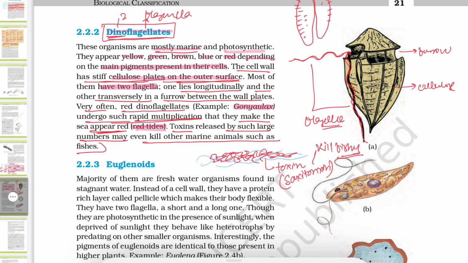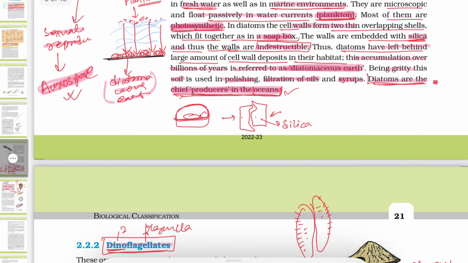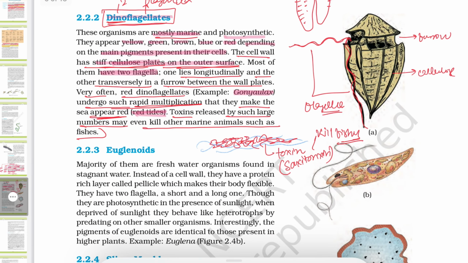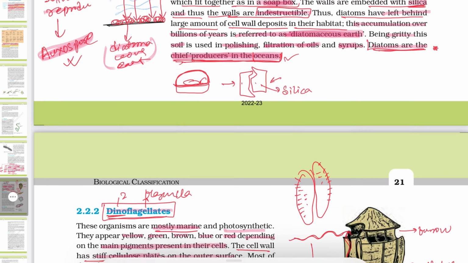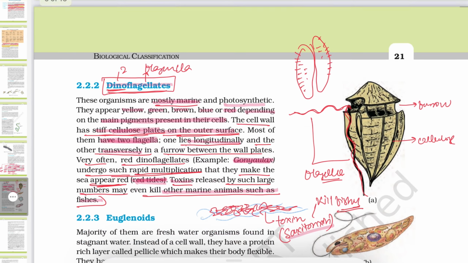So within the dinoflagellates, the important points are that they are mostly marine. They may vary in their color depending on the pigment. The cell wall has stiff cellulose plates, whereas chrysophytes have silica on their cell walls. They have two flagella, that's why the name is dinoflagellates, one longitudinal and the other transverse. Red tide is caused by Gonyaulax dinoflagellates, which release a toxin that kills marine fishes and other organisms. So in this video we have seen chrysophytes and dinoflagellates.